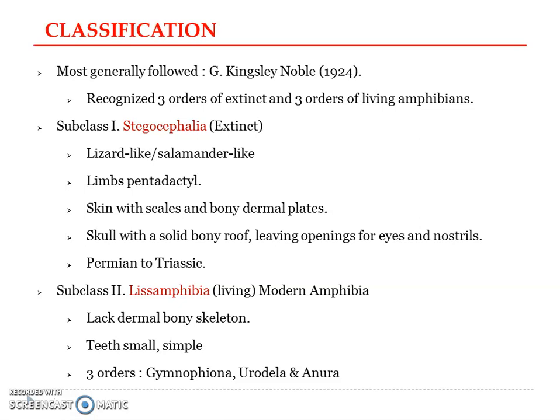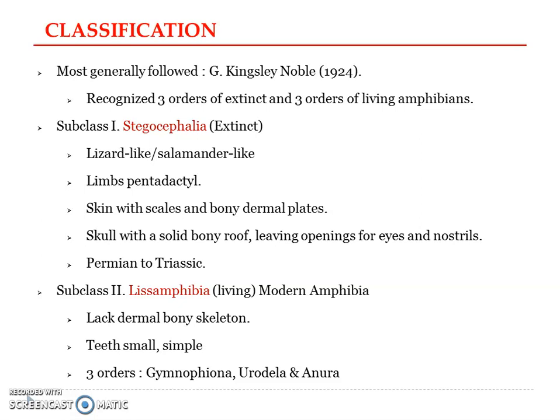Gymnophiona: gymnos means naked, just like gymnosperms, and Ophionius represents snakes. So it is somewhat snake-like. They don't have any tail or limbs, and they are naked, that is, they don't have any scale covering. Such snake-like, limbless, tailless amphibians are included under Gymnophiona. It is otherwise referred to as Apoda. Apoda means without legs, so they are limbless. So Gymnophiona or Apoda is the first order.